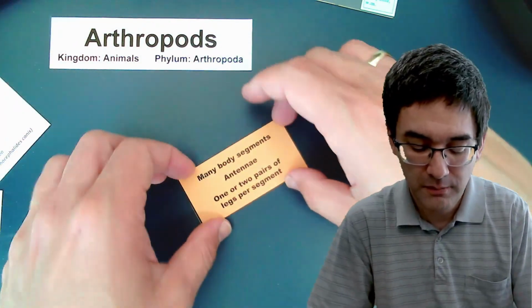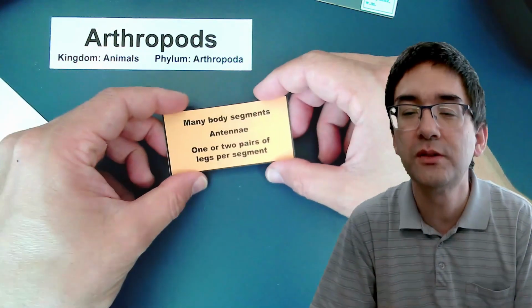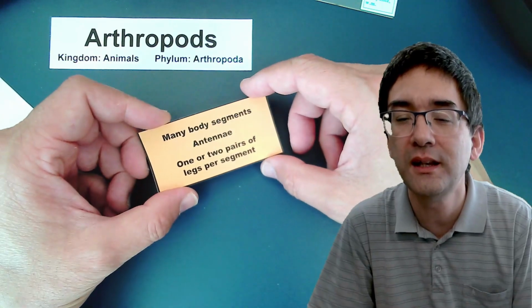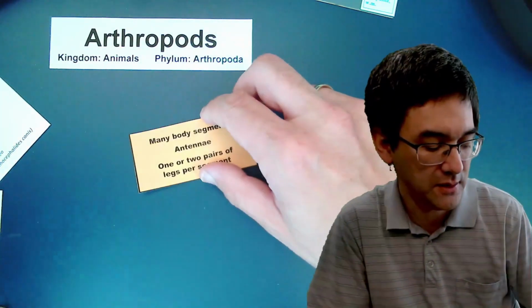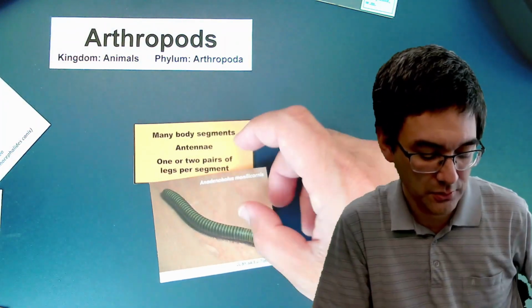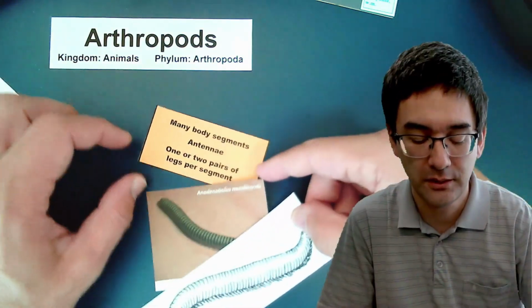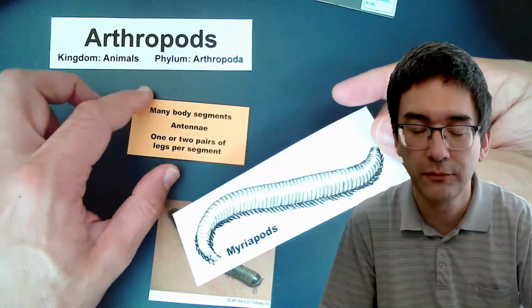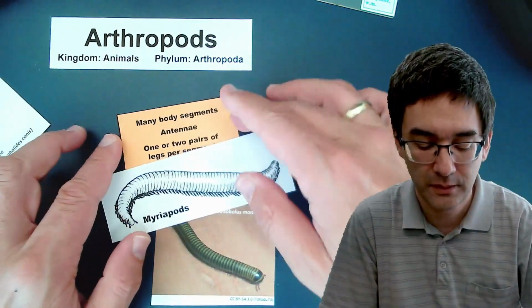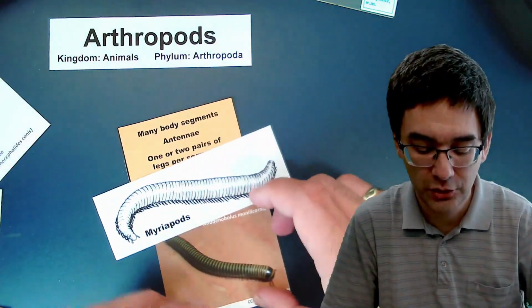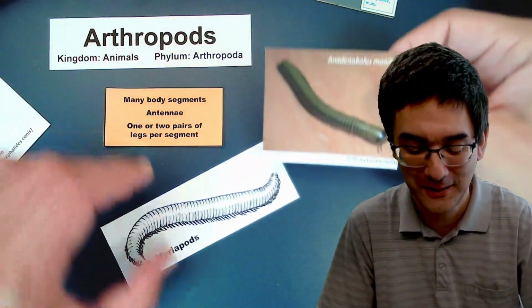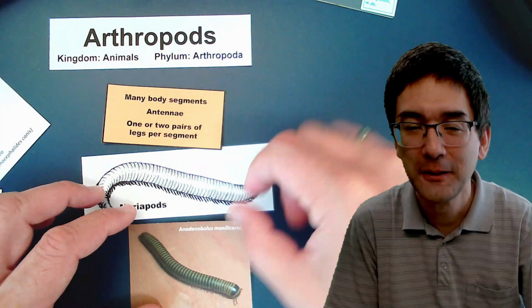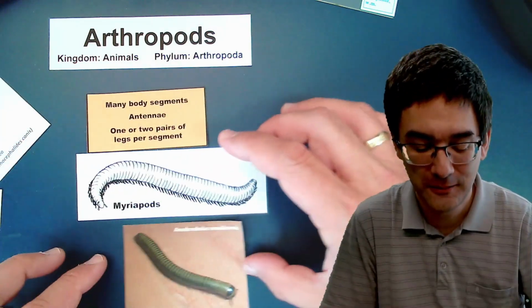And many body segments. What's this one? It has many body segments, an antenna, and 1 or 2 pairs of legs per segment. So these are the Myriapods. So you can put them together. You've already seen the pictures before. So, Myriapods and a picture. Of course, if you don't like those pictures, you can always find your own and use those.